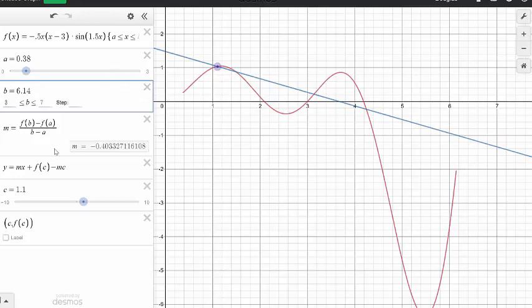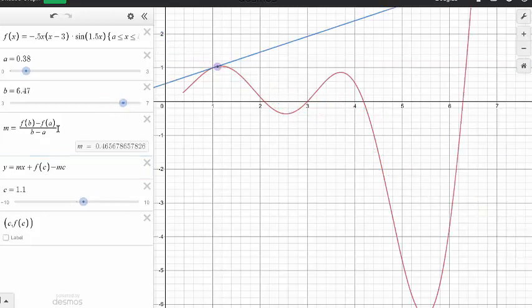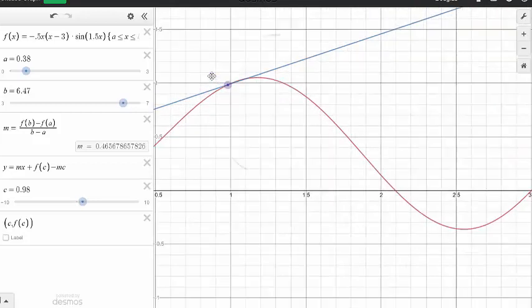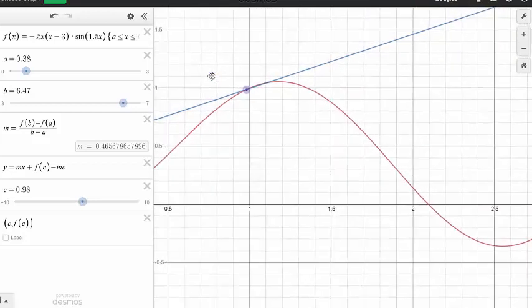Okay. And so what this does is it calculates the average slope in between the endpoints right here, and then we have our tangent line right here. And so you can go through and try to figure out, okay, where is the mean value theorem satisfied? What is our value c? And so you can see it right there. That's one value where the derivative is equal to the average slope in between.